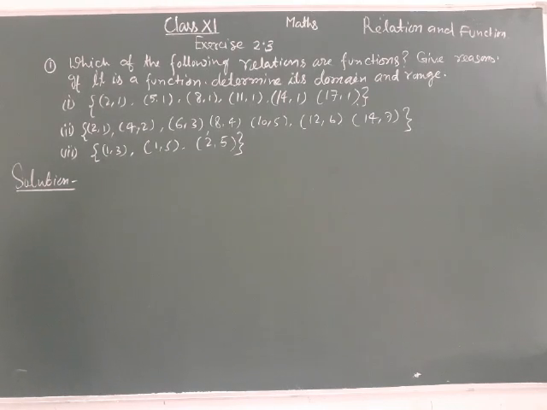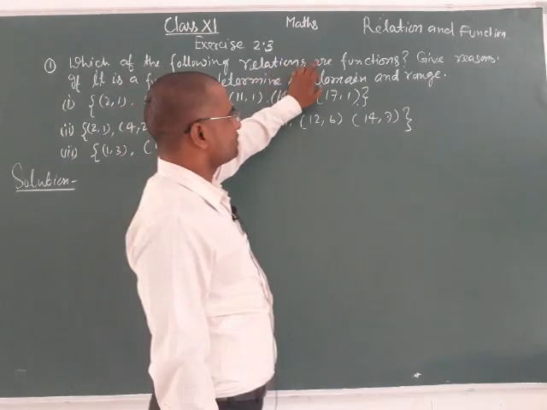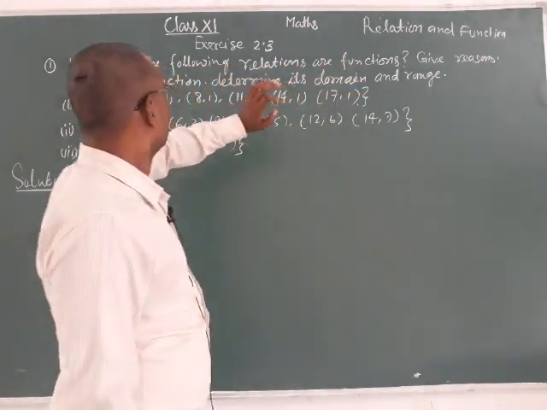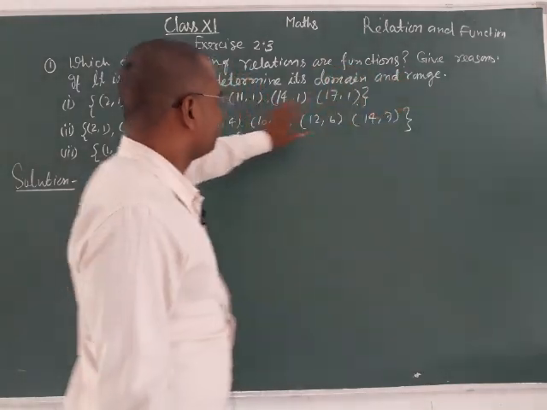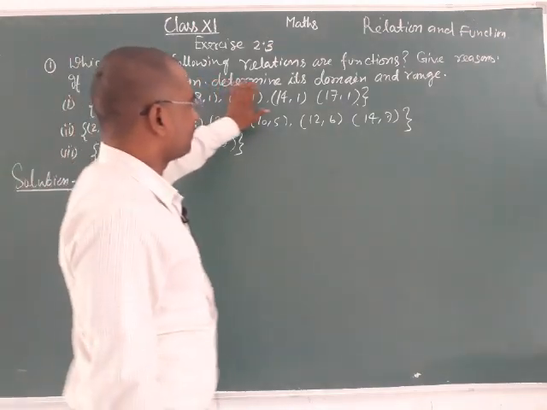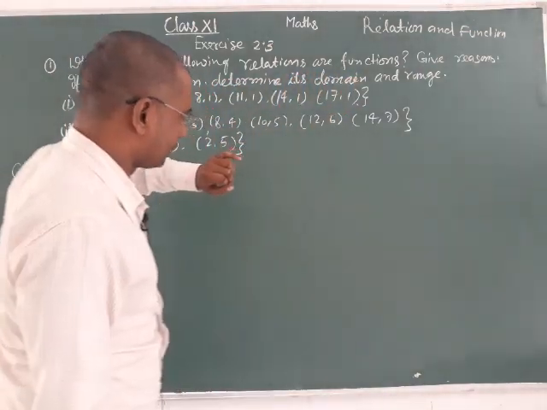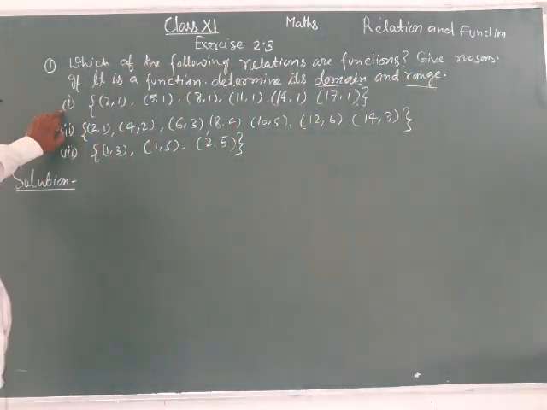Welcome back. Today I will solve some problems of exercise 2.3 in the chapter Relations and Functions. Question number 1. Which of the following are relations or functions? Give reasons. If it is a function, determine its domain and range.